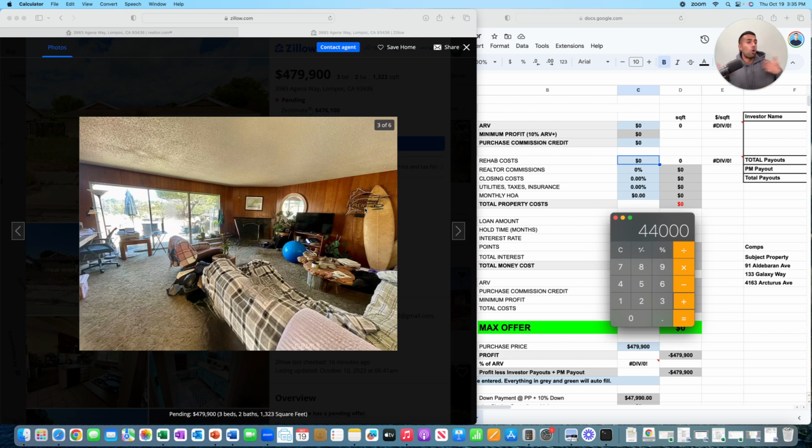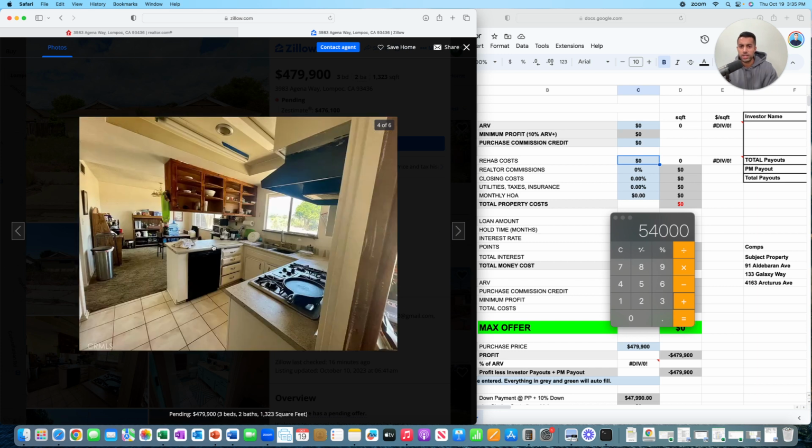I'm gonna assume that all the windows need to be replaced because it looks like there's 6 pictures, so we're probably not gonna get a good idea unless we go see it in person. I would put in another 10 grand for windows. So we're at 54,000 right now. Let's see what else is here.